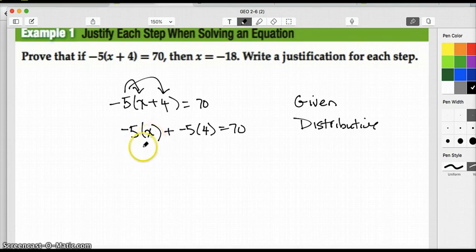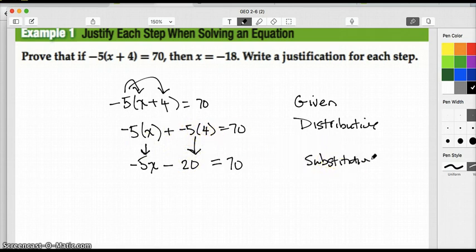All right. So now that we've got that out of the way, I can simplify this. Negative 5 times x is going to be a negative 5x. And a negative 5 times a positive 4 is going to lead me to a negative 20. And how am I able to write this in this way and this in this way? Well, I'm exchanging equivalent statements. And so when I do that, I know that is substitution. That's going to be substitution for me.